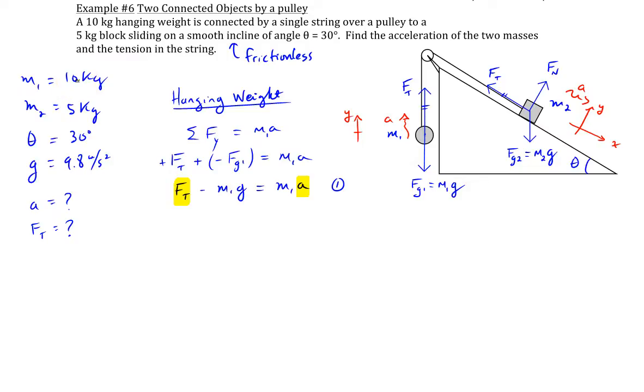Okay, so since we have one equation with two unknowns, we need to get another equation, something that involves a tension and something that involves an acceleration. Well, we're done with this hanging weight. We now need to move over here to the block that's sliding along the smooth inclined plane.